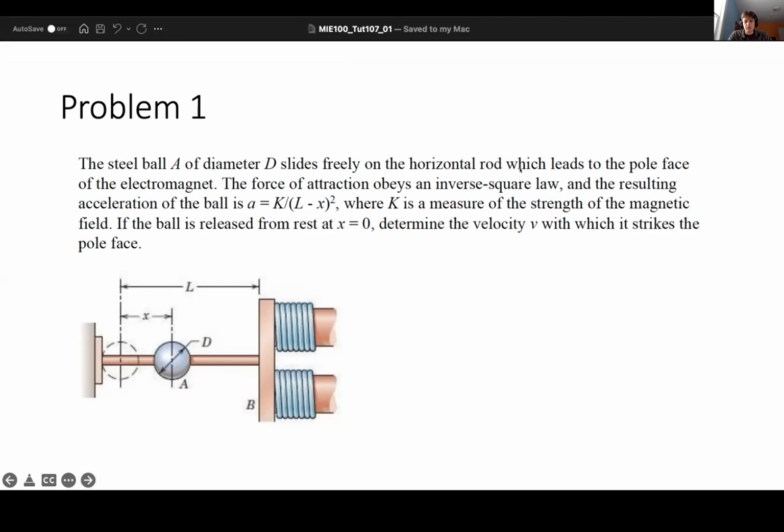The final answer is based on K and L. X shouldn't be in there. So you get an expression for V as a function of K, L, and X, and then you sub in X as a function of L and K to get the final answer.